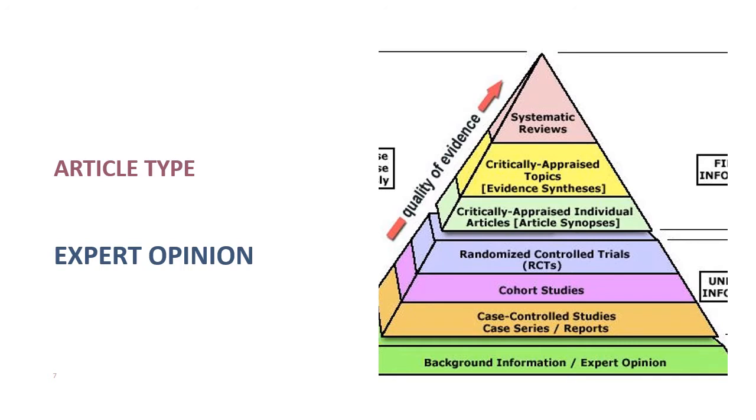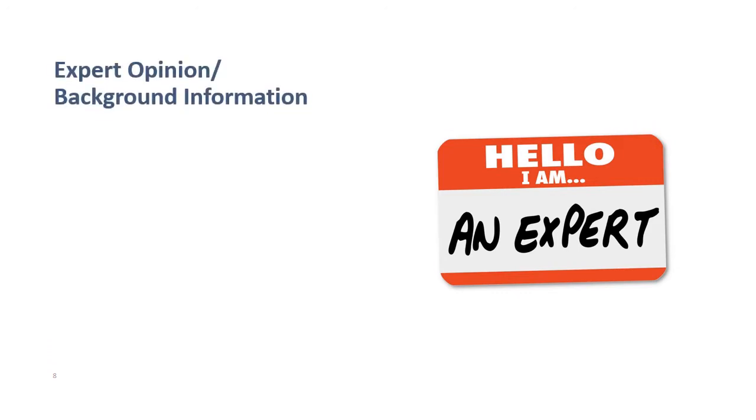And so even though they are experts, the quality of the information has been deemed to belong at the bottom of the pyramid. So what can we say about expert opinions or background information as it relates to importance in assessing an article? Firstly, we have to note that the article will provide information, good information, summarized from other experts. So when the article is being assessed, it's always very important to look at the sources of the information given.